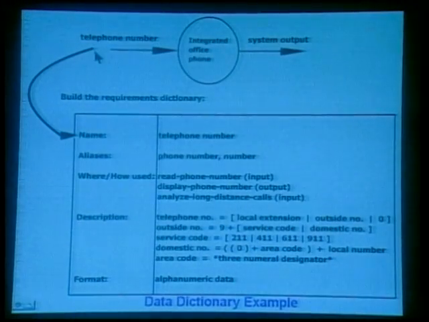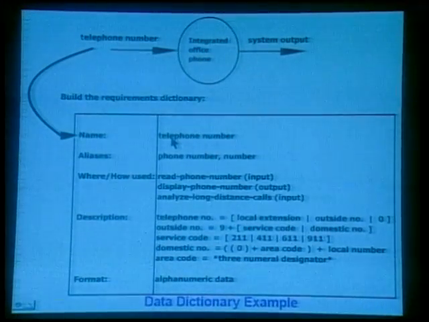So in our example, we have the telephone number and we have to make an entry for that data item. The name is the telephone number. Then the other names which are used for the same data item: some people might call it only the phone number and some people simply call it number. So that minimizes the confusion that three different words can be used to mean the same thing.